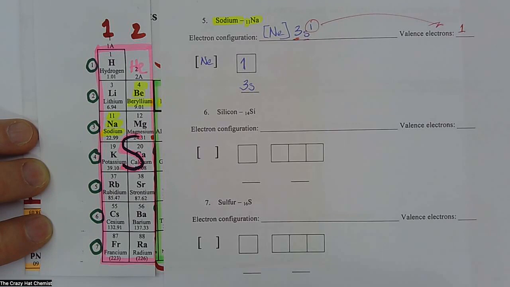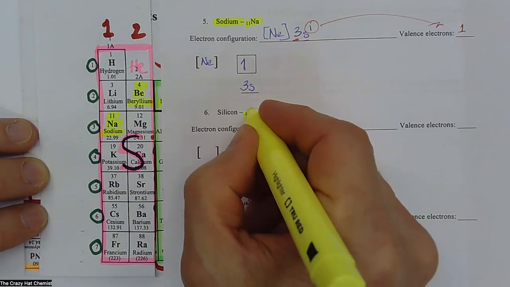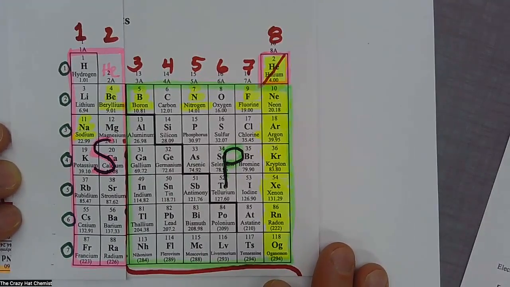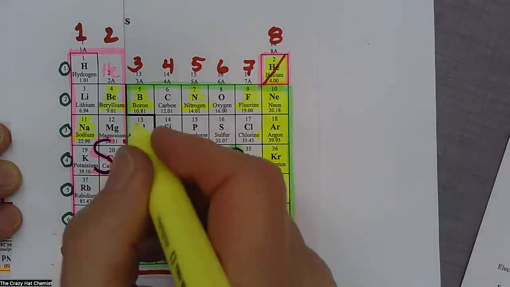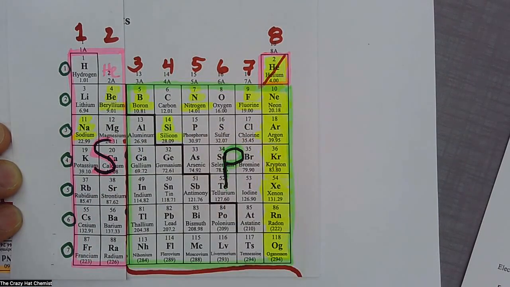So let's see if we can do the next element's electron configuration and orbital box diagram. That is element number 14. That's Si for silicon. Let's find that on our periodic table. So that is element number 14. That's Si for silicon.